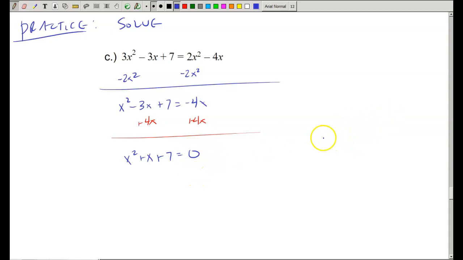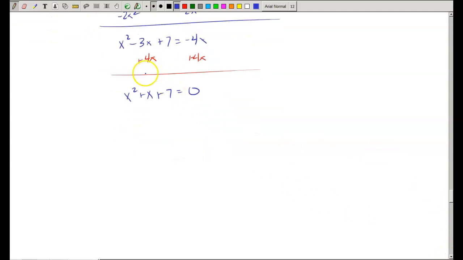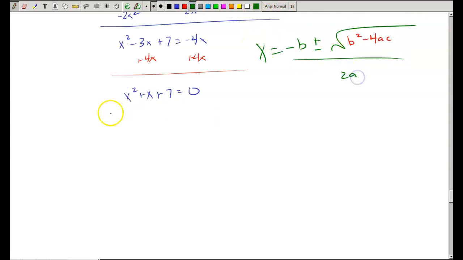So now that we have it in that form, it's easy to see that this is not factorable. There's definitely nothing to multiply up to 7 and add up to 1. I know I can't just factor it. I'm going to go ahead and use the quadratic formula, which is negative b plus or minus the square root of b squared minus 4ac all over 2a.